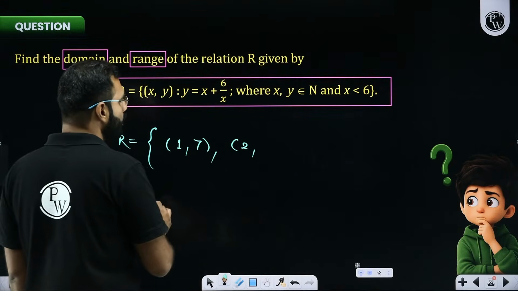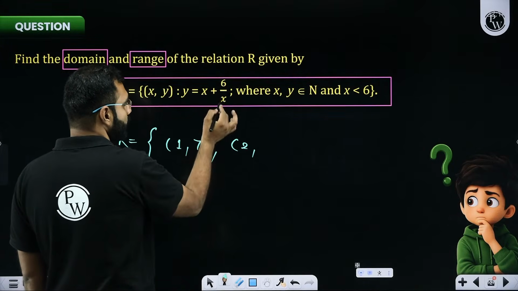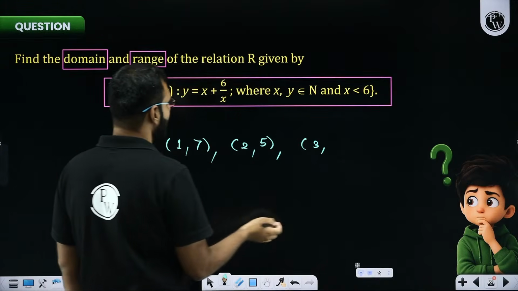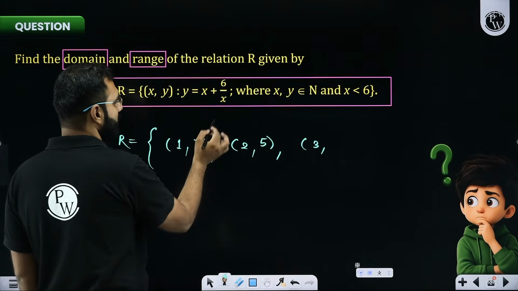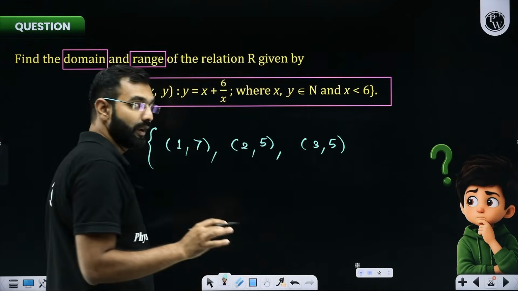So when I put a 2 here, 2 comma 2 plus 6 by 2. 6 by 2 is 3. 2 plus 3 is clearly 5. Yes or no? Now what about 3? If I try 3, 3 plus 6 by 3. 6 by 3 is 2. So 3 plus 2 is clearly 5. Everybody getting it without getting confused?